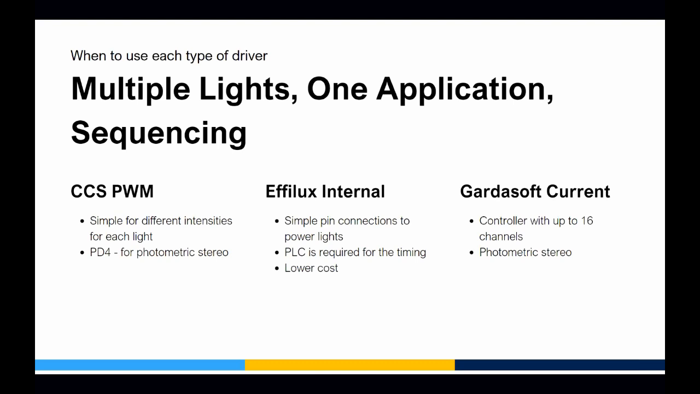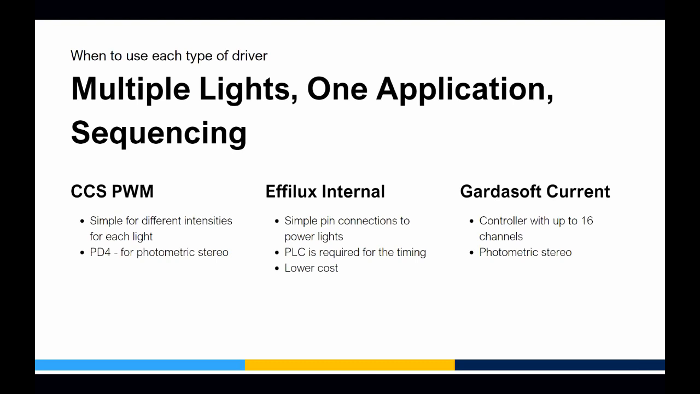In this scenario, it depends on what you're doing, but overall, CCS's pulse width modulation is going to be great for setting different intensities for each light. That front knob is really convenient for just saying, hey, I want my intensity level to be 100 out of 255 for the first one, 255 out of 255 for the second one. The PD4 can do photometric stereo, so you can set it up to have one trigger come in and it can set off a sequence.